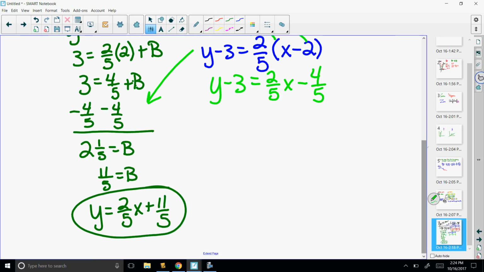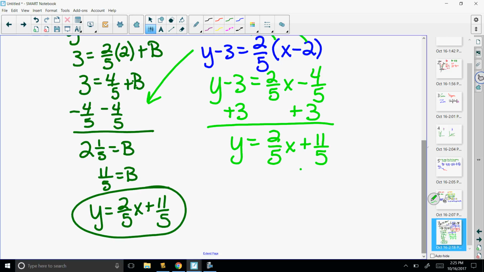And then we're going to add 3, just a little slow. So that says y is equal to 2/5 x. And what is negative 4/5 plus 3? 11/5. Are they the exact same thing? Yes, they're just in a different format. Be careful of what they ask you for.